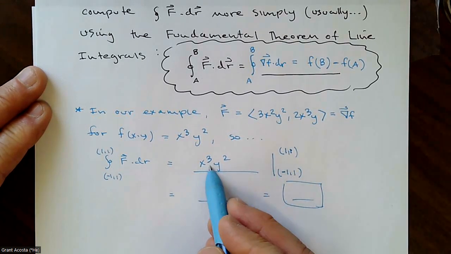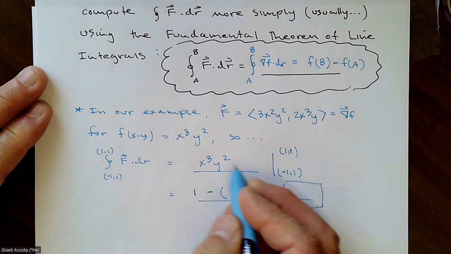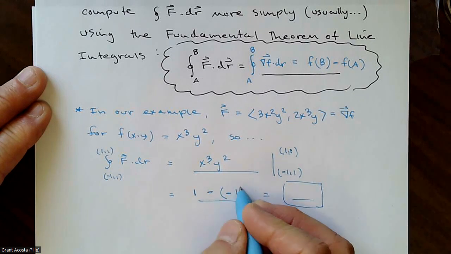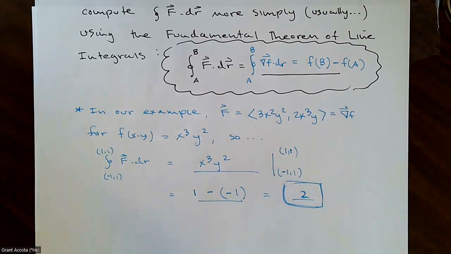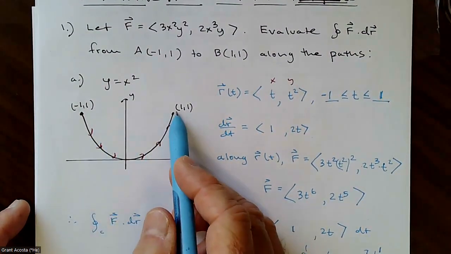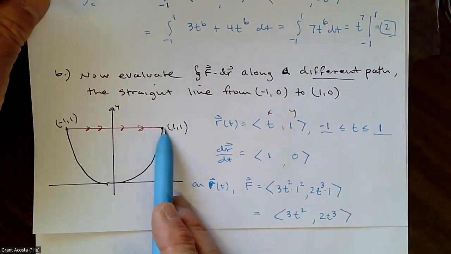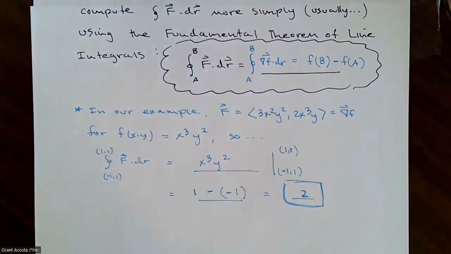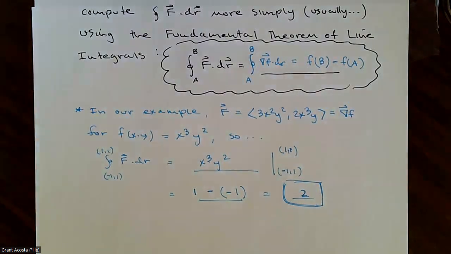And if I plug in 1 there for both x and y, I end up getting 1. If I plug in -1 for x, 1 for y, I get -1. 1 minus -1 gives me my answer of 2, which if you go back, that's the same answer we got when we computed the line integral along the parabola. We got 2. When we computed the line integral as a straight line, we ended up getting 2. And this says you will always get 2, no matter what path you take.